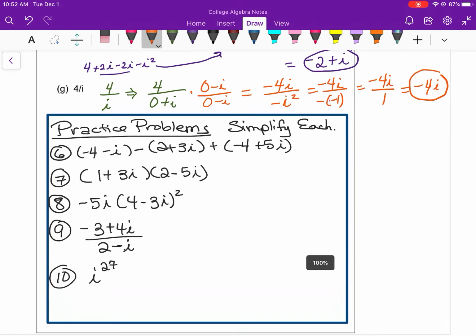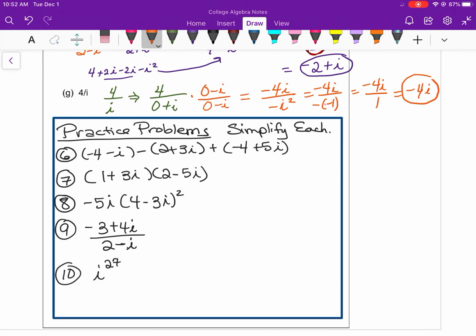Okay, here's the rest of your practice problems. Make sure you finish those. Your submission's going to be pictures of all of your notes with all of your practice problems, and you'll submit that under lesson 1.3's assignment.